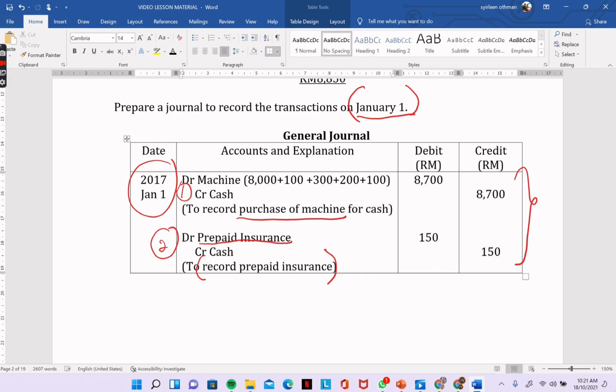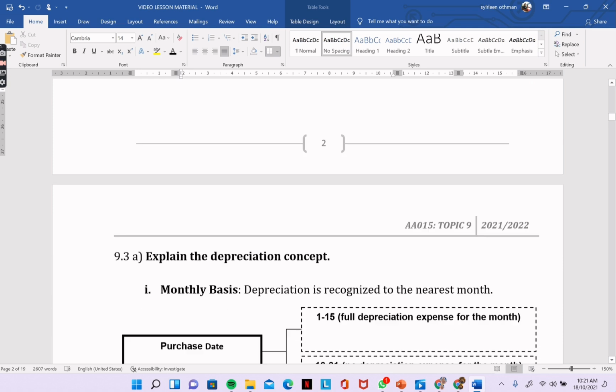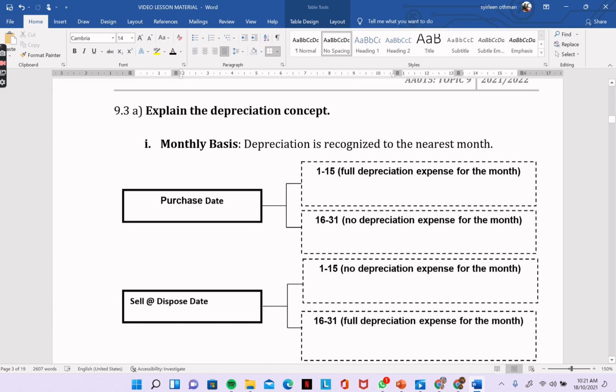So we're going to see the depreciation concept. For depreciation, we have two different bases. I will focus on the first basis, which is the monthly basis first. Monthly basis meaning that the depreciation is recognized to the nearest month. What's the meaning of nearest month? That means the calculation of depreciation is more detailed, because we will take into account the month in which the asset is used.